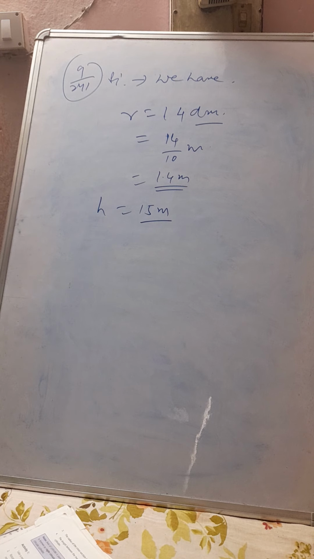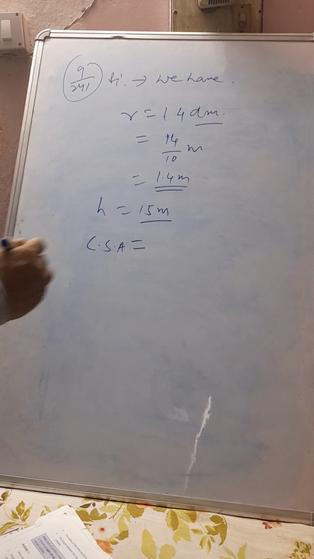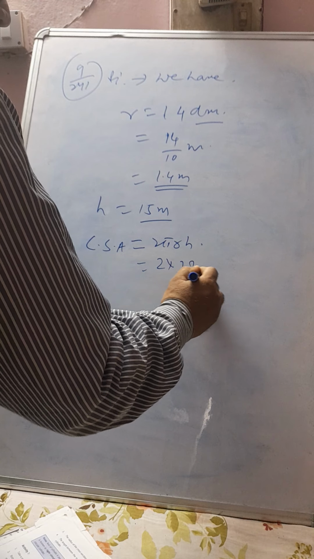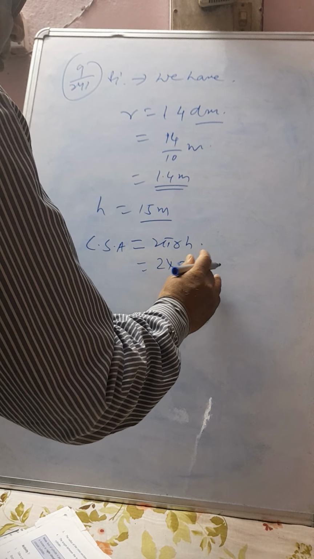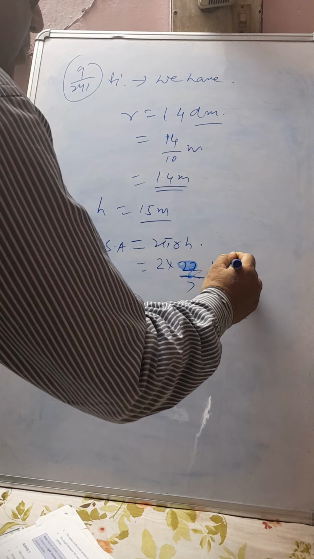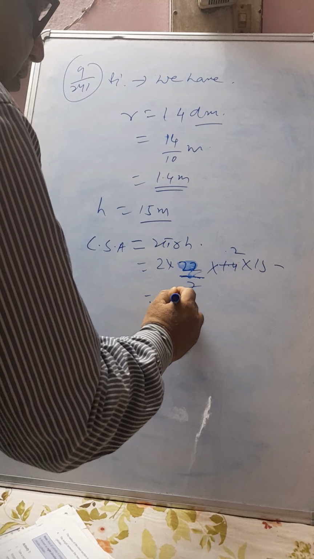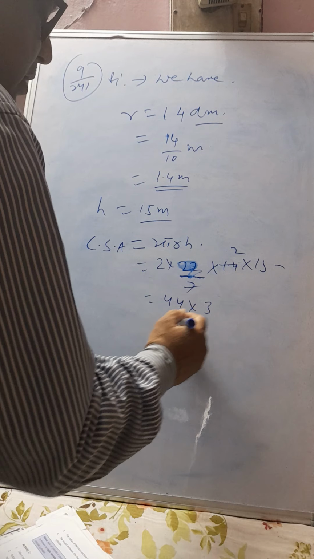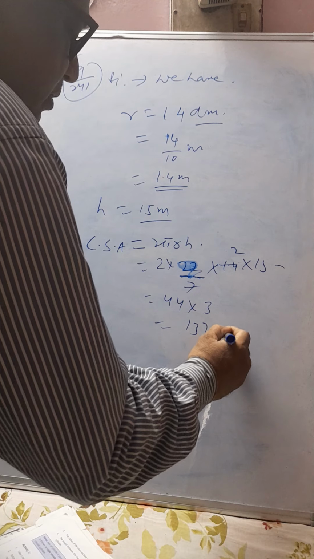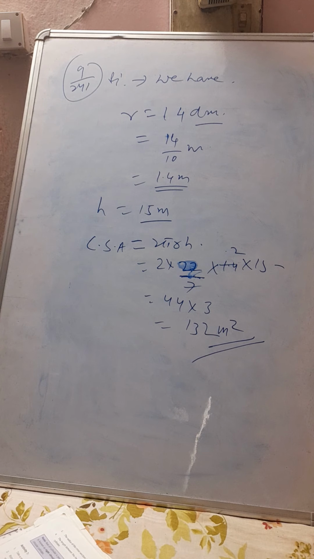Hence, the curved surface area CSA of the cylinder is equal to 2 pi RH, that is 2 into 22 by 7 into radius 1.4 into height 15. 7 into 14 is 2, 44 into 15 is 30, then 3, 4 into 12... 132 meter square is your required curved surface area.